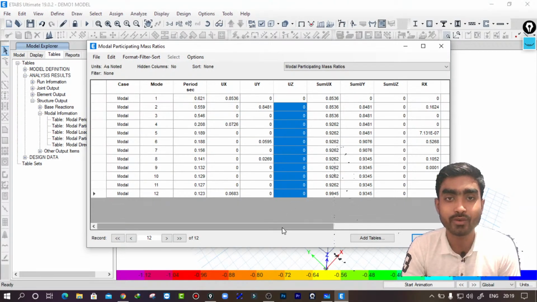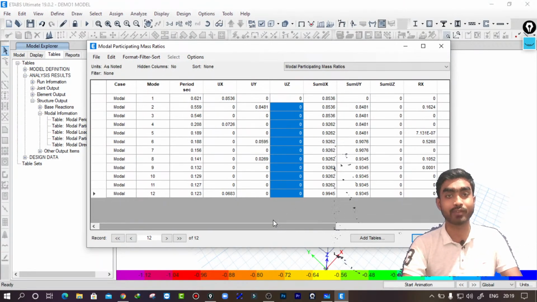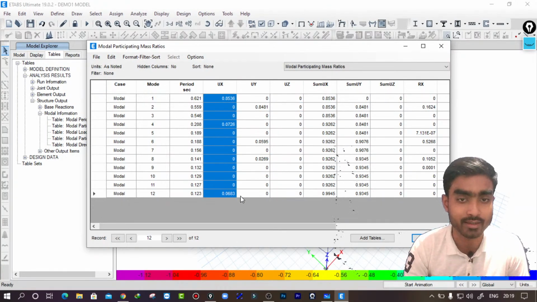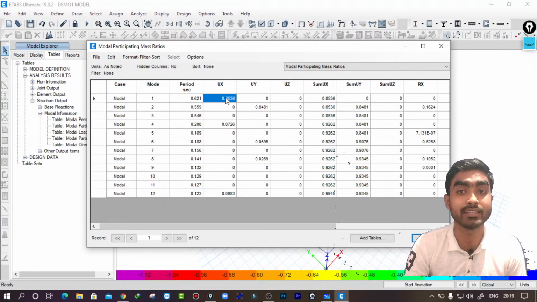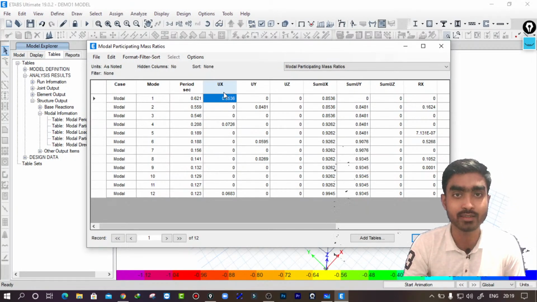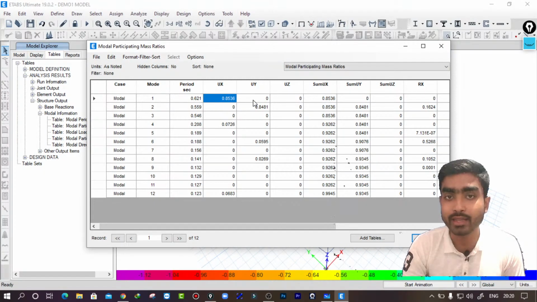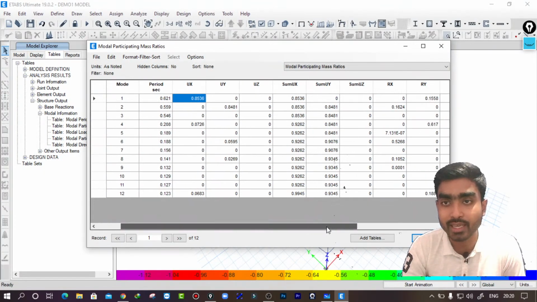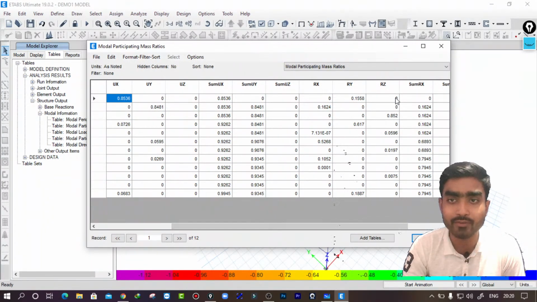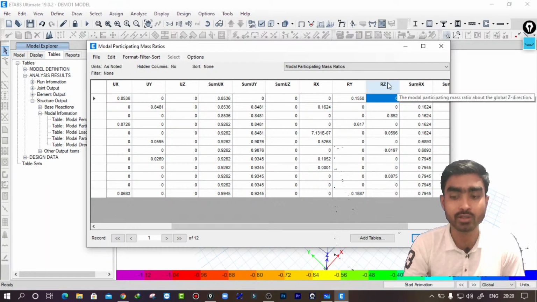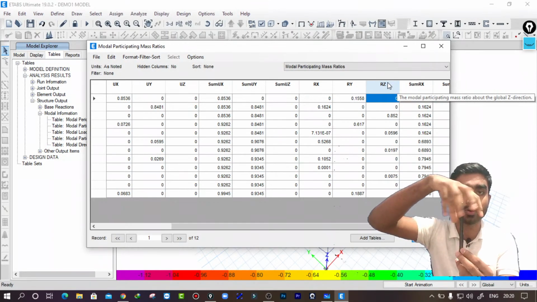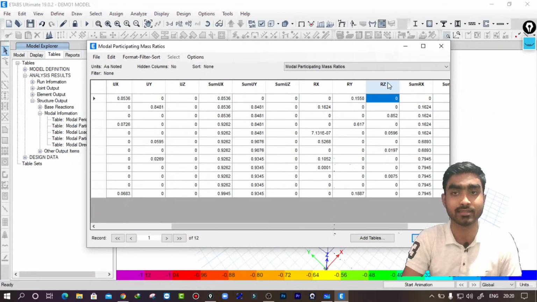Now we have to understand the behavior of the structure from these mass participation values only. So let's understand this. See, in the first mode we have 85% mass participation in the UX direction, means x translational direction, and UY is totally 0. And in the rotational part, again we have very little, 0 rotation also. So the rotation we need to check is RZ, because the vertical axis is z. If the structure is rotating, it will be rotating about the z axis, right?